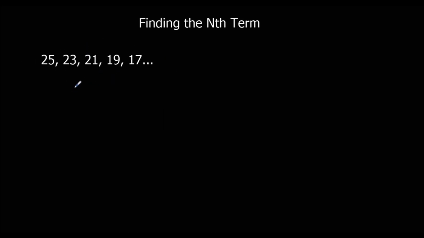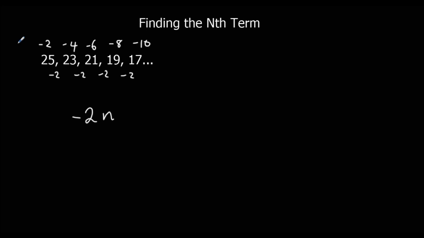Okay, so this one's going down, so what have we got to do every time? Take off 2, so -2 every time. So it's -2n this time. The -2 times table. 1 times -2, 2 times -2, 3 times -2, and so on.